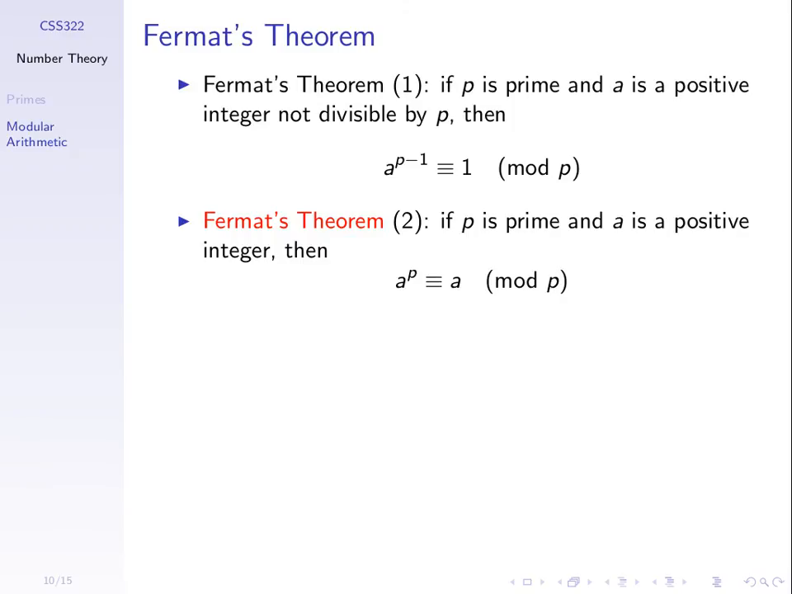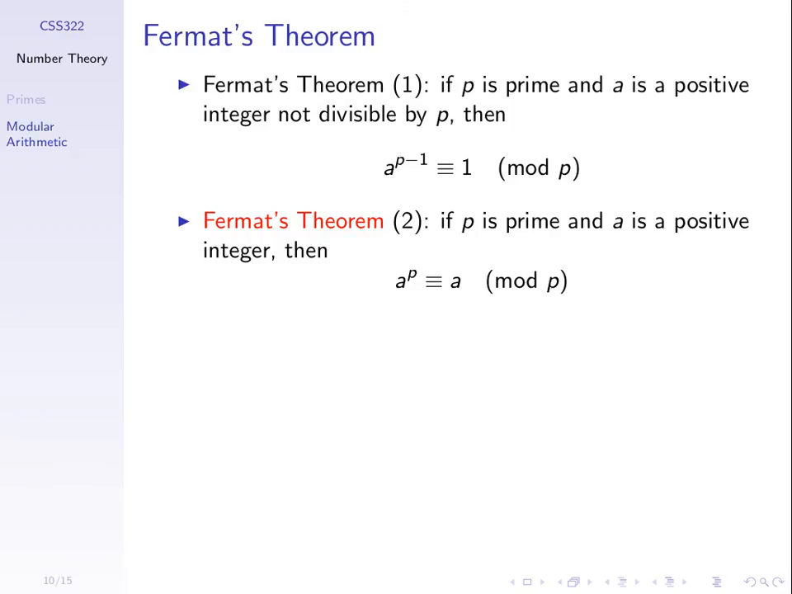Fermat's theorem, the first form, so it's the same theorem but just written in two different forms. If P is prime, if we have a prime number P and some positive integer A, which is not divisible by that prime P, then it holds that A to the power of P minus 1 is equivalent to 1 when we mod by P. Okay, so that's Fermat's theorem.